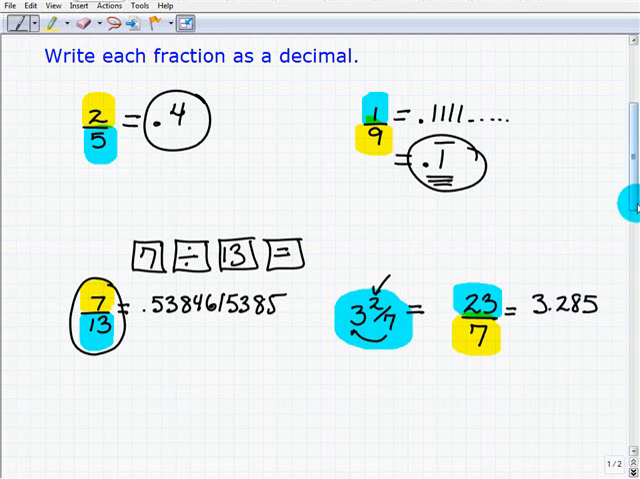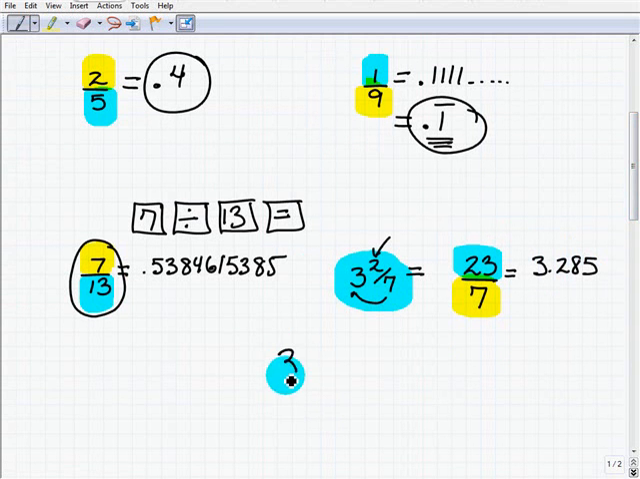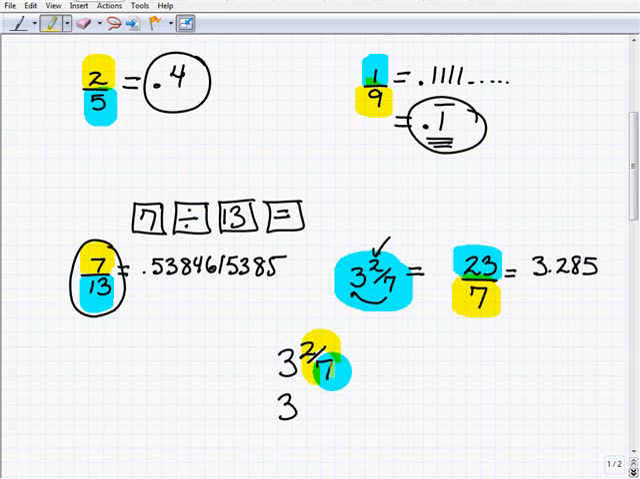Now, another way you could have done this is saying, okay, I have 3 and 2/7. You can write the 3 right here, and now let's just change the 2/7 part into a decimal. So that's going to be 3 point. Now take 2/7, 2 divided by 7, and you get 0.285. You can just write that right here, 0.285714, etc.